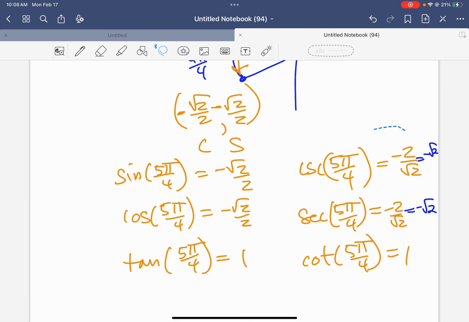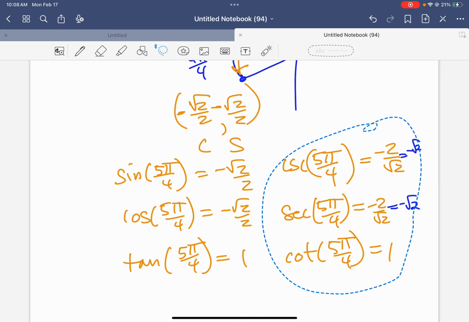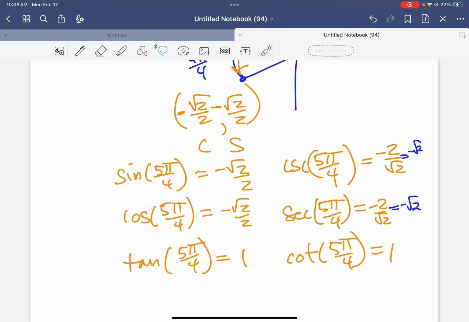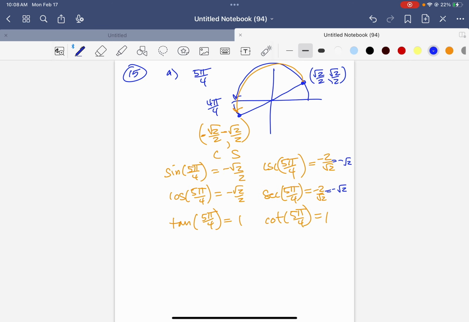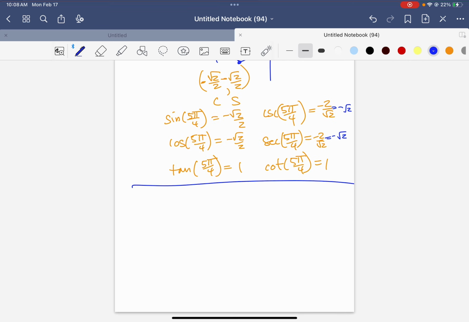Okay, if I can give myself a little bit more room, I'll move it over just a scotch so that you can let me expand that a little bit. It's this. So you can really see negative root 2, negative root 2. Okay, so that's A. So if I look at B for 15, it's negative pi over 4.